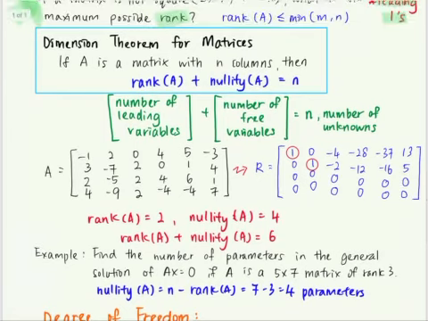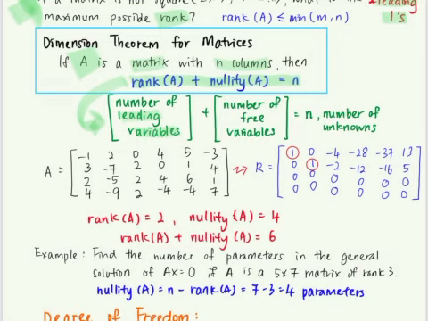The dimension theorem for matrices states that if A is a matrix with n columns, then the rank of A plus the nullity of A is n. In other words, the rank is the number of leading variables, whereas the nullity is the number of free variables, and n is the number of unknowns. So the number of leading variables plus the number of free variables gives you the number of unknowns.